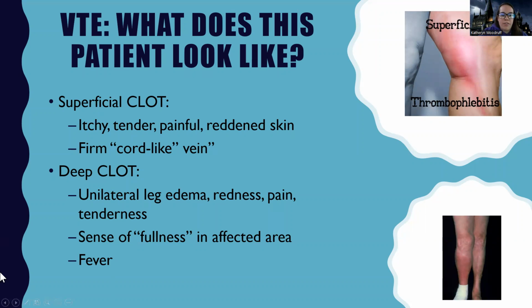And the things that are going to differentiate a DVT are that there's usually one-sided leg edema. So you're looking at their legs. You can tell one is bigger than the other, and they're also going to have redness, pain, and tenderness. They may have trouble walking on it. They may have a feeling of fullness in the area, and they can even have a fever. But that hallmark symptom is going to be that unilateral, or one-sided, leg edema, like you can see down here in this picture.